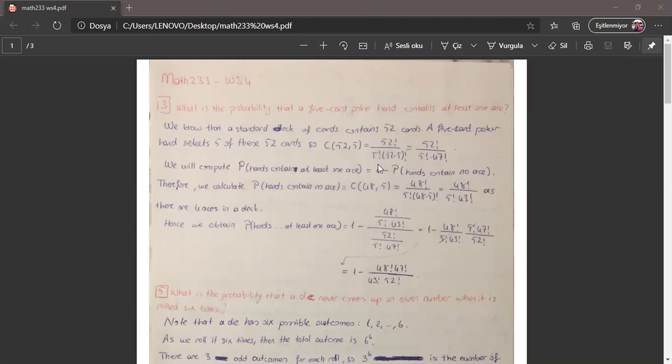Finally, we can subtract this from 1 to get the desired probability. Here these are the operations, you don't have to compute all of them. So this is the probability of the hands with at least one ace.